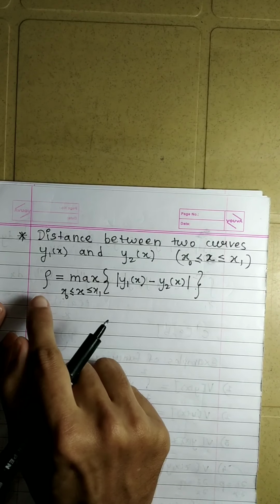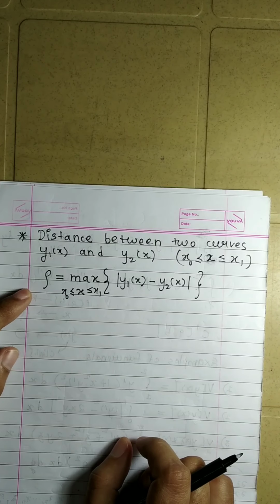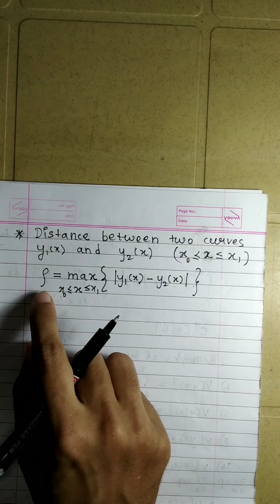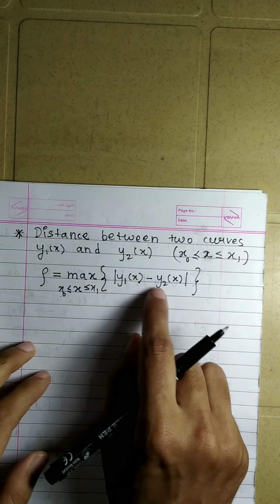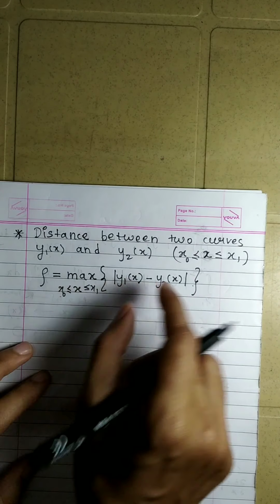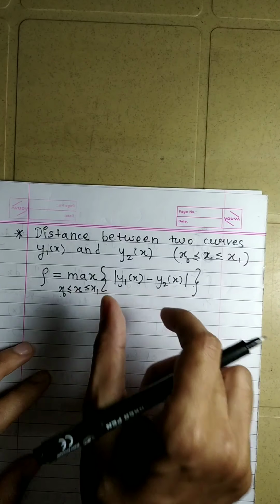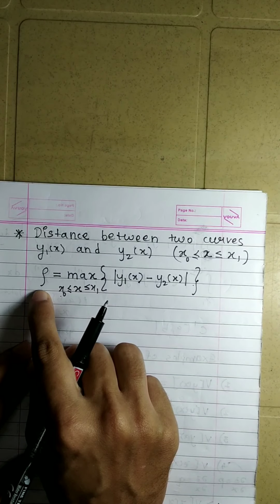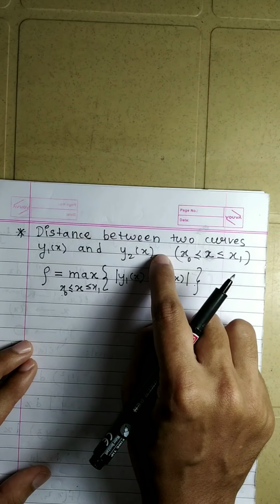So the distance between the two curves is defined to be a non-negative number rho, consisting of the numbers of this form. Basically, for every x, whatever value you get, there will be one set, so for all the x you will get one value. From among those, the maximum one is taken to be the distance between the two curves y1 of x and y2 of x.